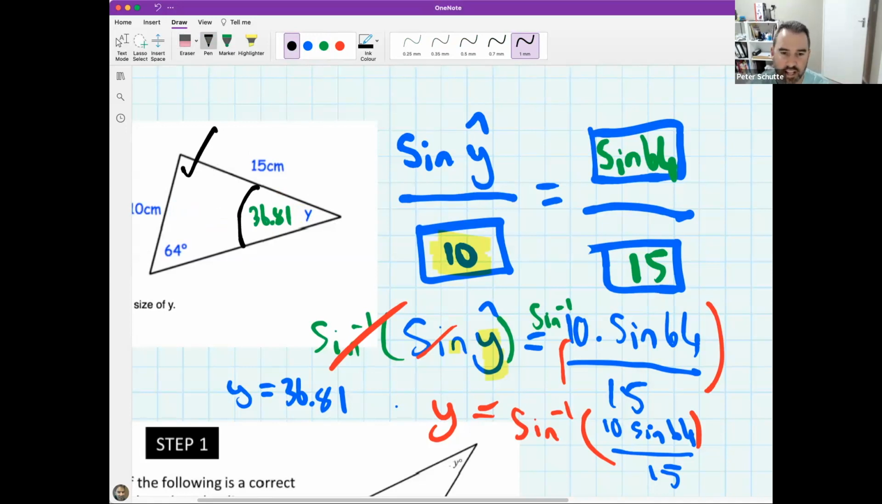Oh, you can't see the calculator. My apologies, guys and girls. I forgot I had to switch to the other screen.